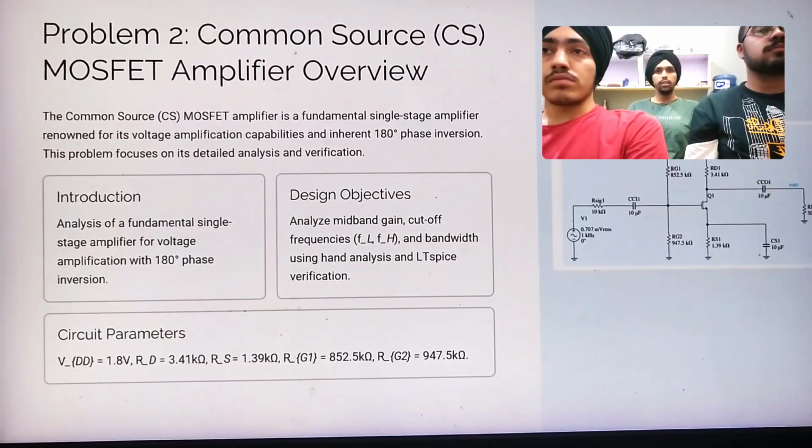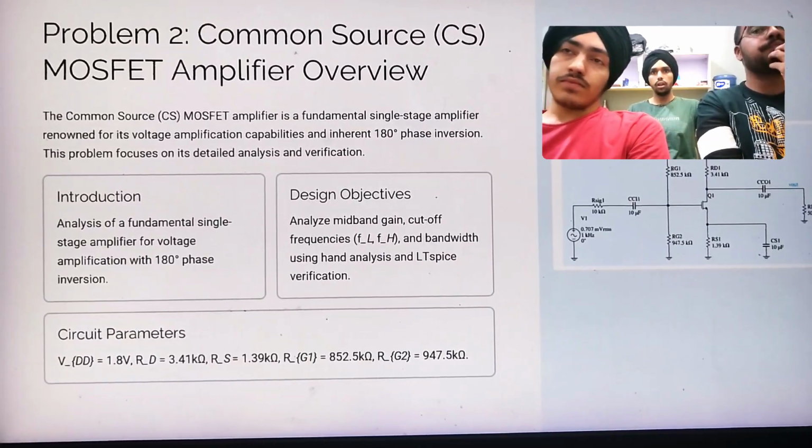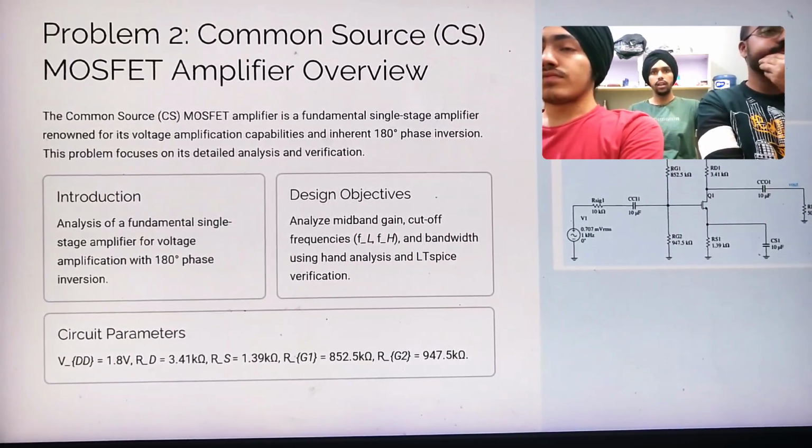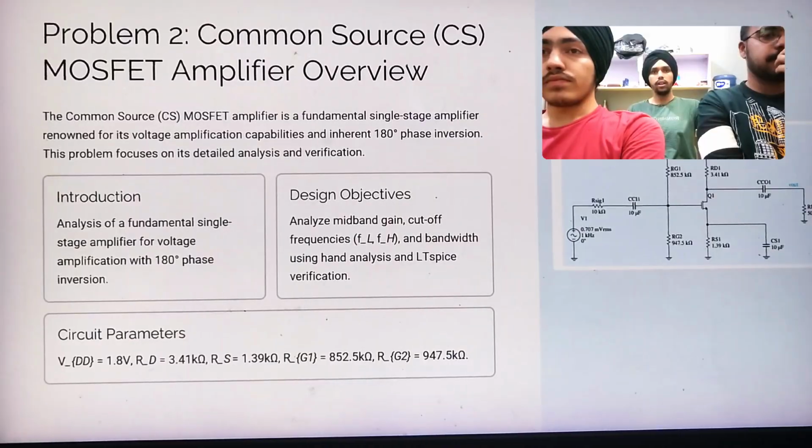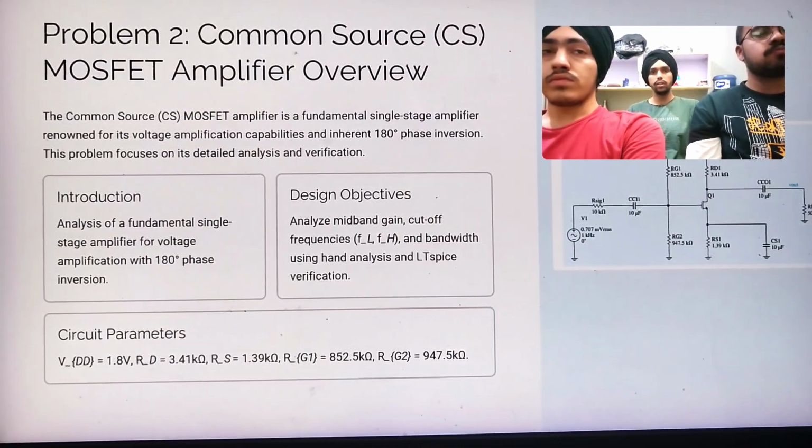So let's begin with Problem 2, which is the common source (CS) MOSFET amplifier overview. The common source MOSFET amplifier is a fundamental single-stage amplifier renowned for its voltage amplification capabilities and inherent 180 degree phase inversion. The problem focuses on its detailed analysis and verification.